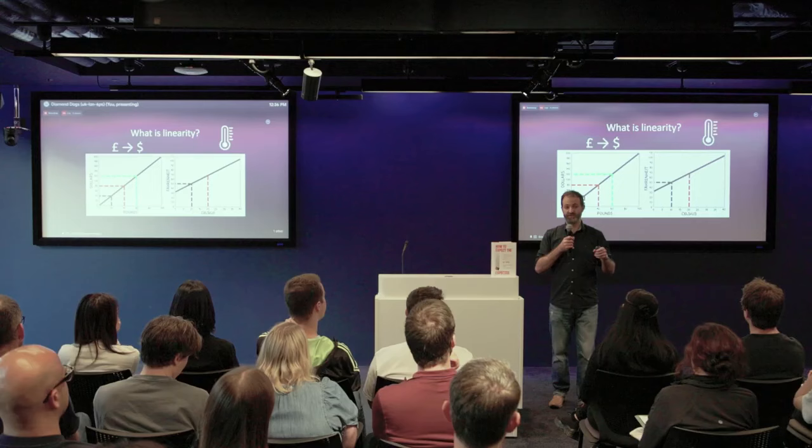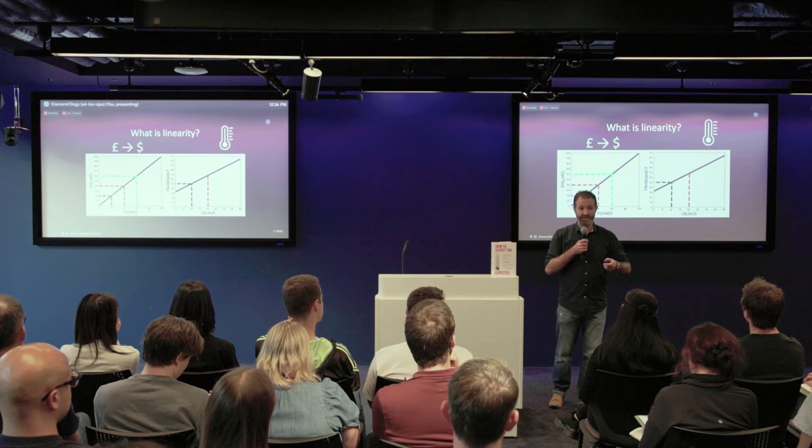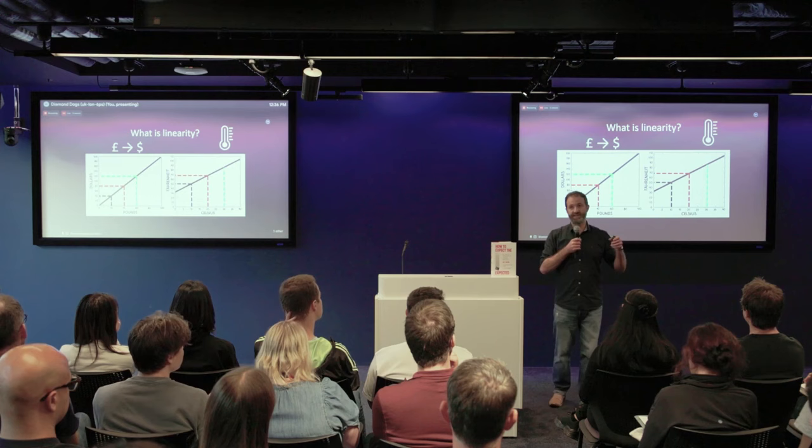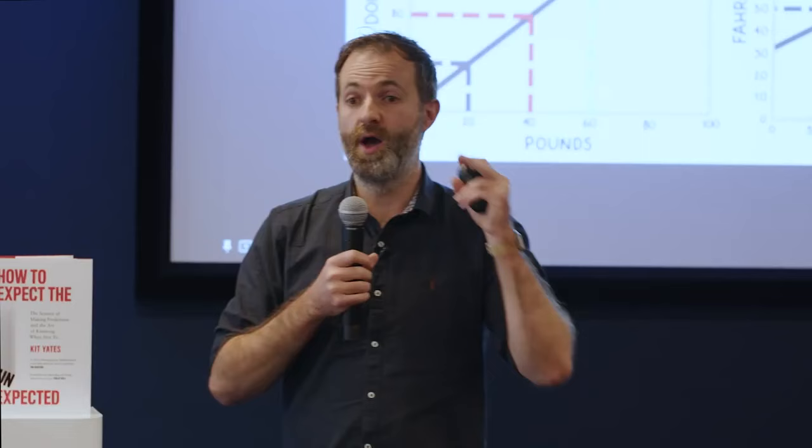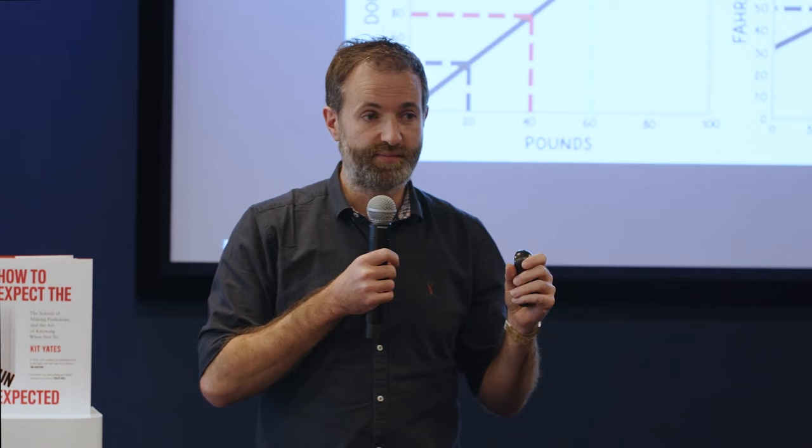If I increase the degrees Celsius by 10 degrees, then I get an increase of 18 degrees in the Fahrenheit temperature to 68. And then if I increase it again by another 10 degrees, then I get another 18 degree increase. A fixed change in the input always gives me a fixed change in the output, no matter where I am. But for this relationship, it's not direct proportion, because if I double the temperature from 10 to 20 Celsius, I don't double the Fahrenheit temperature from 50 to 100.